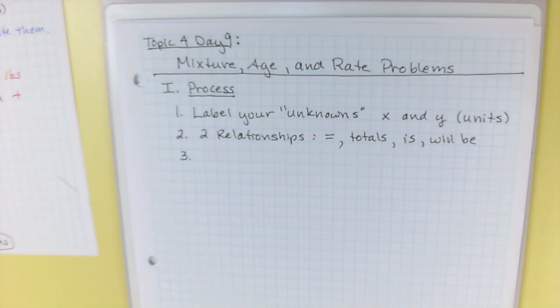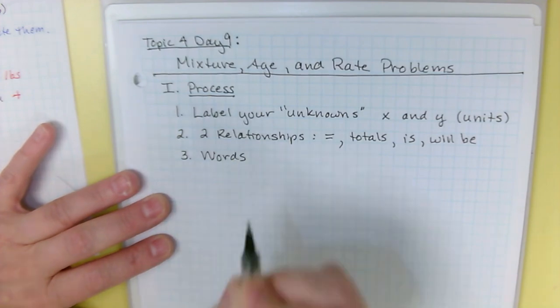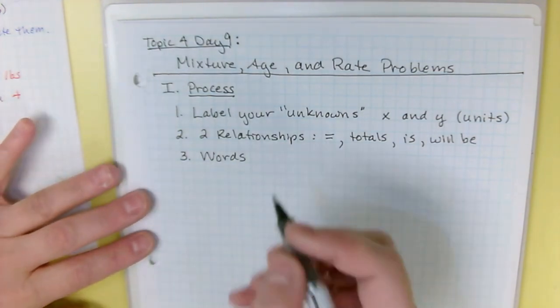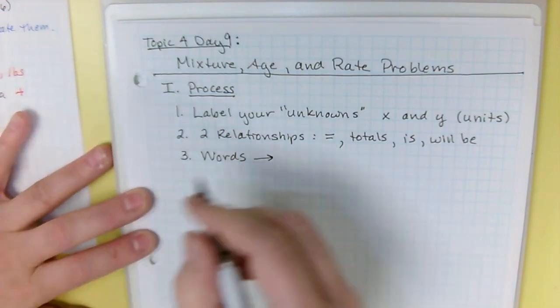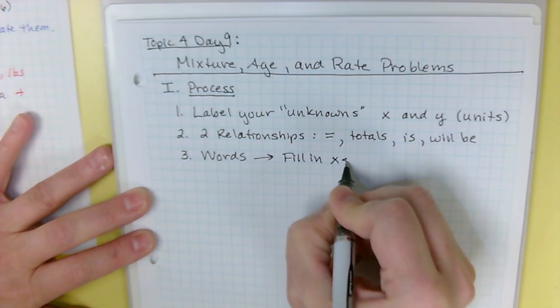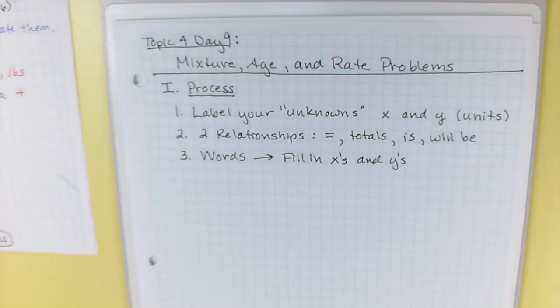Okay, number 3, you want to write the problem in words. So you're just trying to get the problem basically onto an equation. And then when you're done with the words, then you can fill in the X's and the Y's. It's usually easiest if you just do the words first. So at this point, you should have 2 equations that have X and Y in them both.